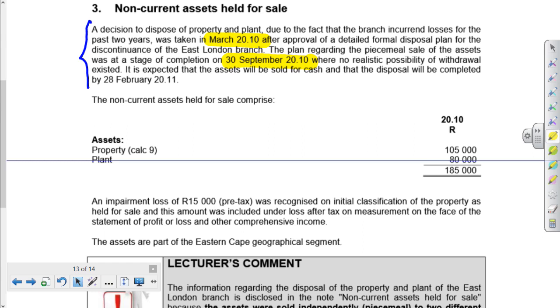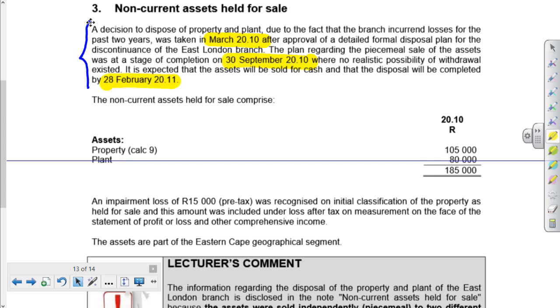And at that stage, there was no realistic possibility of withdrawal. So that's where the criteria is met. It's expected that the assets will be sold for cash, and the disposal will be completed by 28 February 2011. Right, so it's just the story. That story will be in your notes, isn't it? So when you see that they ask for this note, and as you're reading the question, you see this information, you're going to copy it.